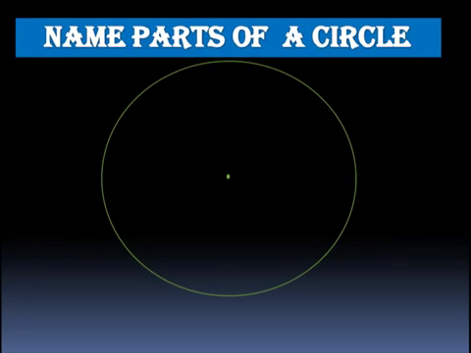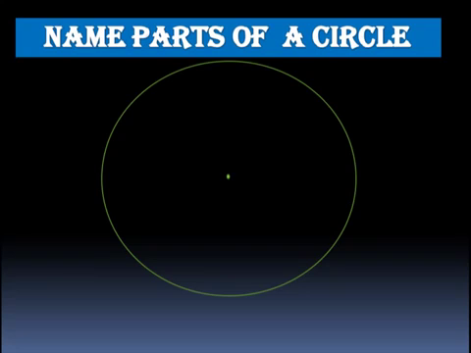First, we want to be able to name the parts of a circle before we can determine the theorems of a circle. Now, this green line all the way around, of course, it tells us that this is a circle, but it's called a circumference. And in the center of the circle, we have this green dot. This is the center of the circle.